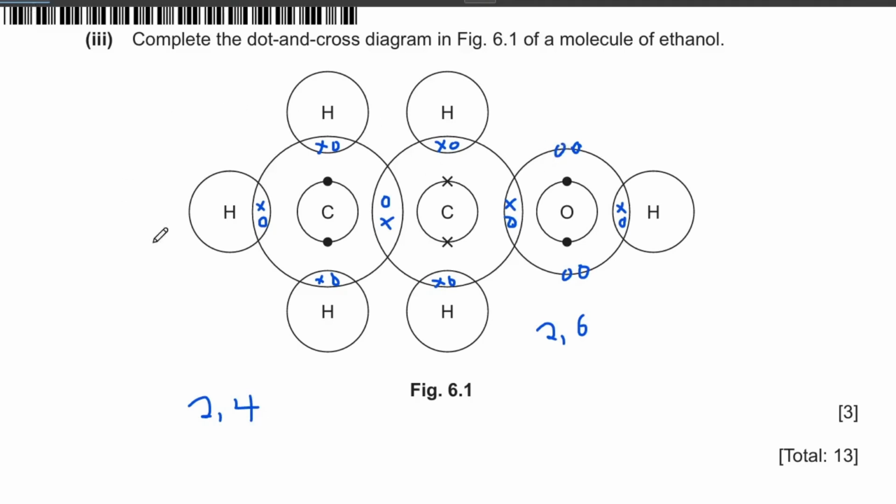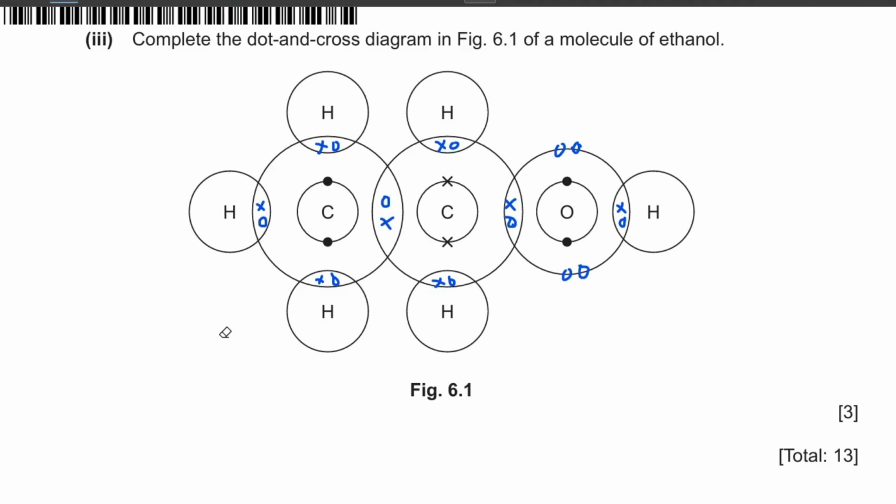Now you confirm that all atoms are stable. Carbon here is having 2, 8, stable. This carbon 2, 8, stable. This oxygen 2, 8, stable. And then of course our hydrogens having 2 each, stable. So therefore this is the complete dot and cross diagram for the molecule of ethanol.